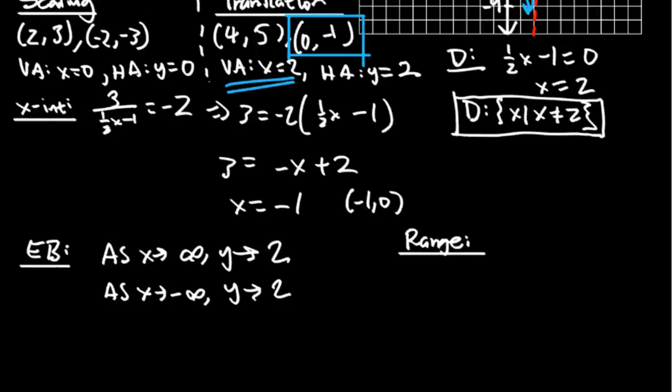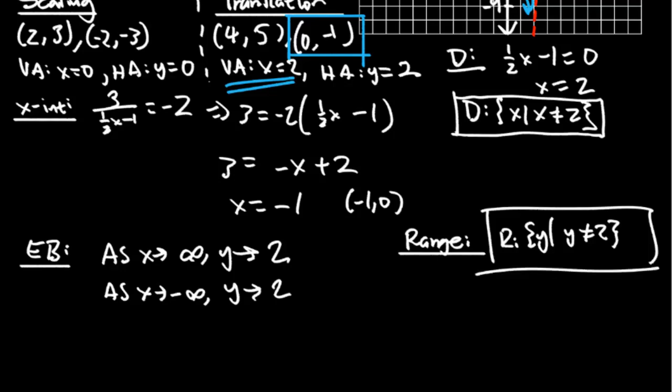So in this case, the range is going to be the set of y values such that y is not equal to 2. That's just what it's going to be in this case.